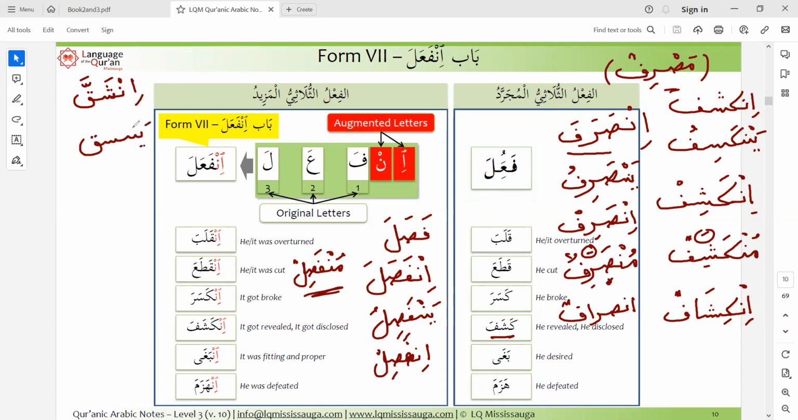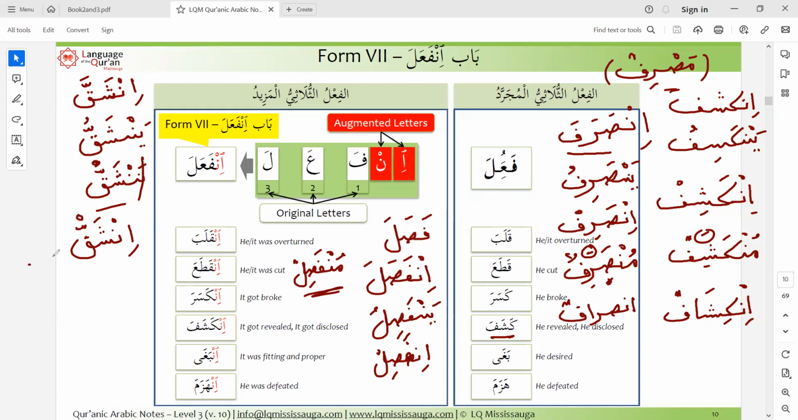yanshaqqu. Now, what kind of verb is this? Is it mudaaf? Yes, this is mudaaf. So inshaqqa, yanshaqqu. Let's make the amr from this. So tanshaqqu. When we make amr, we drop the alamatul mudariya and put a sukoon there. We can't read it, so hamzatul wasl will come back. So what do we get is this? Inshaqqa. What do we do?